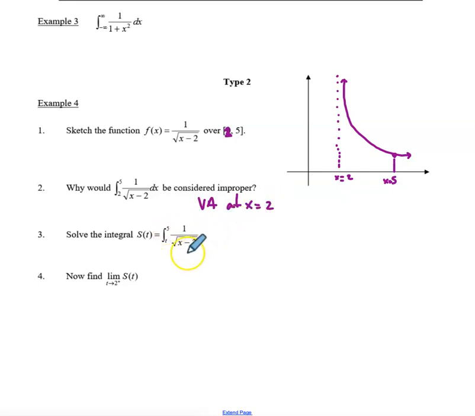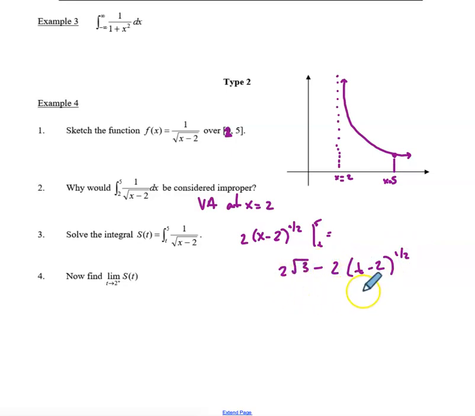So we have a VA, vertical asymptote, at x equals 2. So if I were to solve the integral from t to 5 of 1 over the square root of x minus 2, I end up having to anti-differentiate. And of course, this is x minus 2 to the negative 1/2. So I add a degree to the positive 1/2, and I divide by the new degree to get a 2, and evaluate it from t to 5. I'm going to get 2 times 5 minus 2, which is 3, to the 1/2, which is the square root of 3, minus 2 times, now t minus 2 to the 1/2.